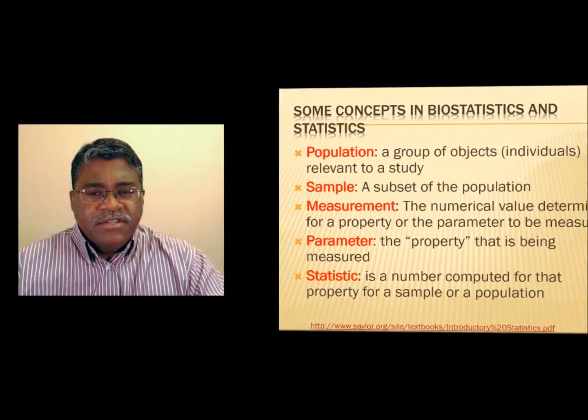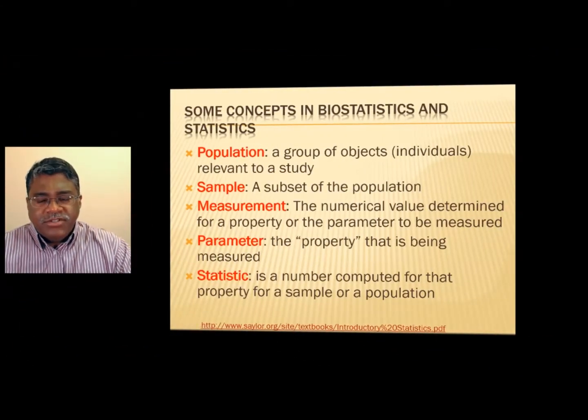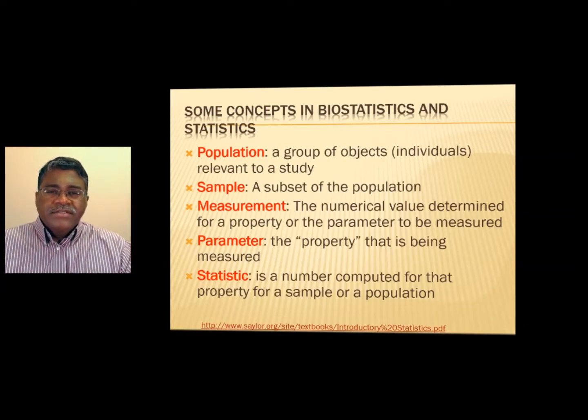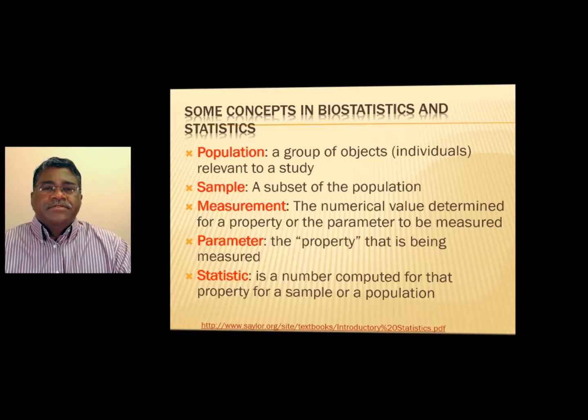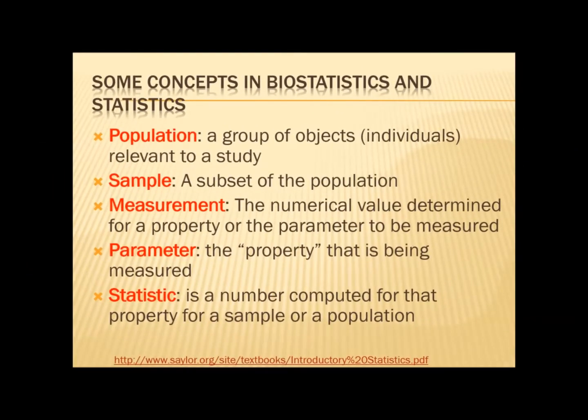What is a population? It's a group of objects or individuals which are relevant to a study. So it's a subset of the overall population that is, for example, taken into account during a particular study. A sample is a subset of the population. That means not a subset of the population like we define population, but a subset of the population relevant to the study. Measurement is the numerical value determined for a property or the parameter to be measured.